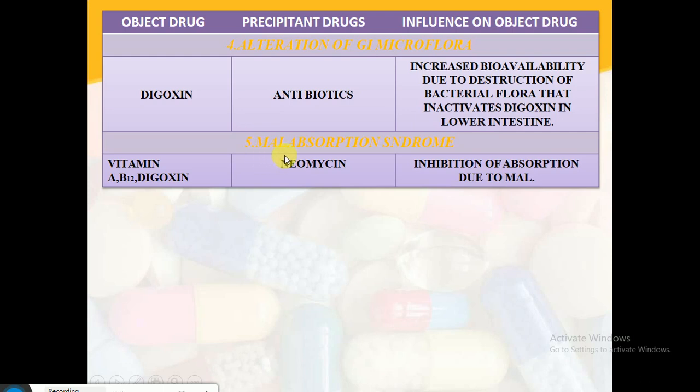You know malabsorption means insufficient absorption syndrome. For example, the object drugs are vitamin A, which is called retinol, vitamin B12, cyanocobalamin, and digoxin. If they are used in combination with neomycin, which is the precipitant drug, it will directly inhibit the absorption due to malabsorption. It means that the absorption rate will be decreased.